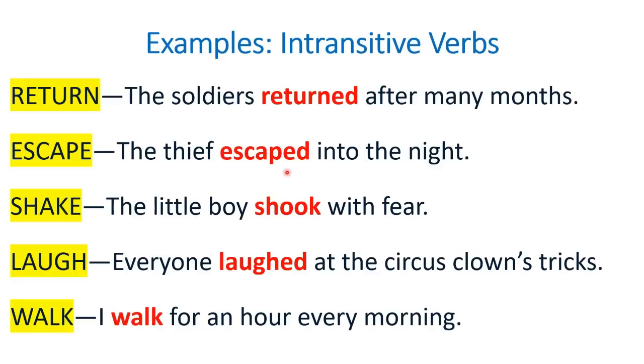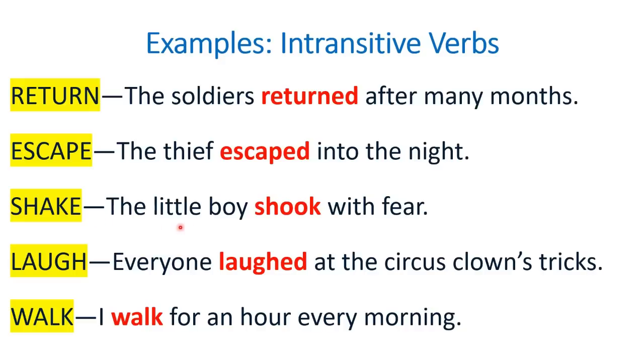The thief escaped into the night. We cannot say the thief escaped the night. We say the thief escaped into the night. Or we can say the thief escaped with the money. So money is there now, and we have to use the preposition with.